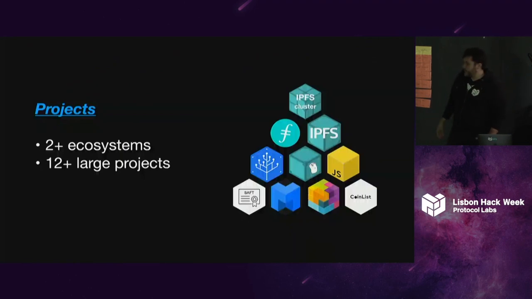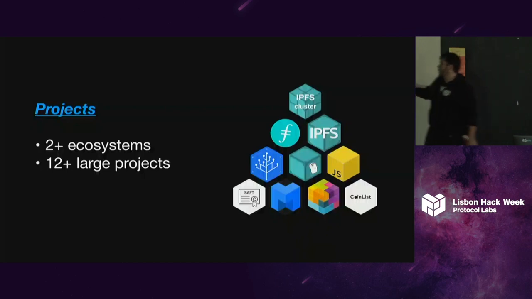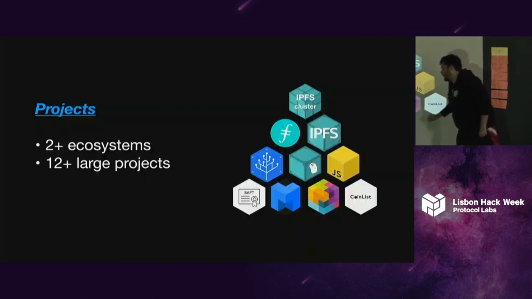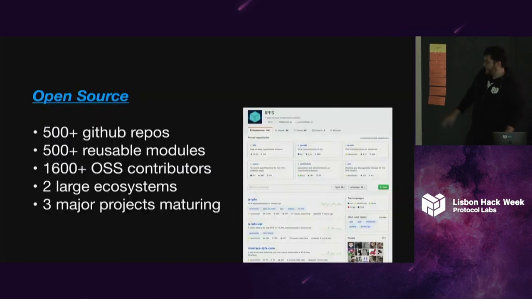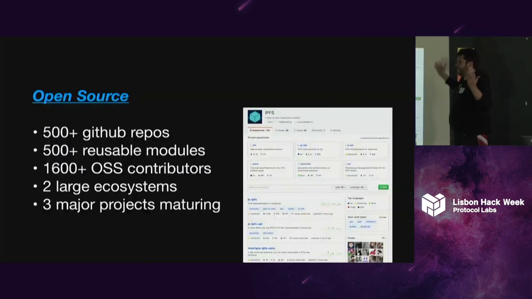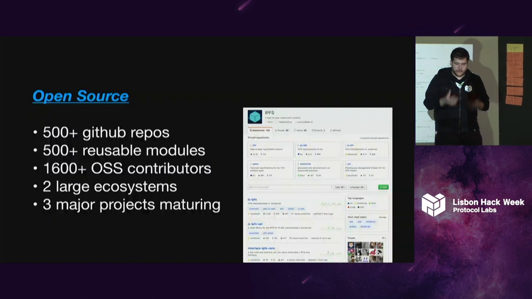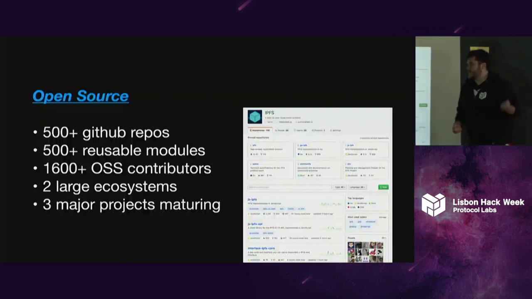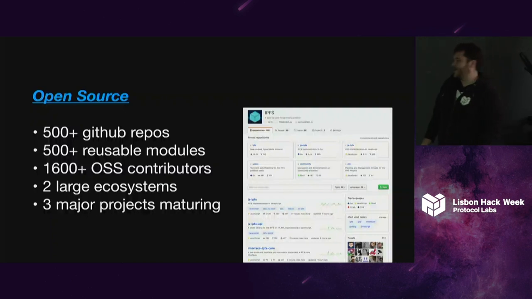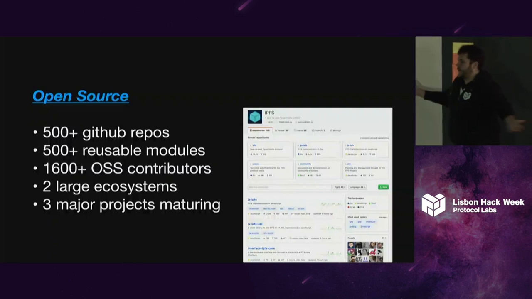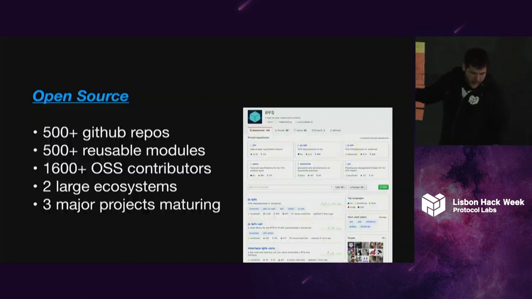Kind of looking at it a bit by the numbers, we have two large ecosystems forming, one around IPFS, another around Filecoin, and 12 large projects, over 500 GitHub repos, 500 reusable modules. We really value this. So whenever we implement something, we try as much as possible to refactor things out so that others could use the intermediate pieces. Sometimes maybe to a fault, but we try hard to make the components we make improve other things, even if we end up not relying on them later. We have a lot of contributors, and all of what we do would not be possible without our huge community.